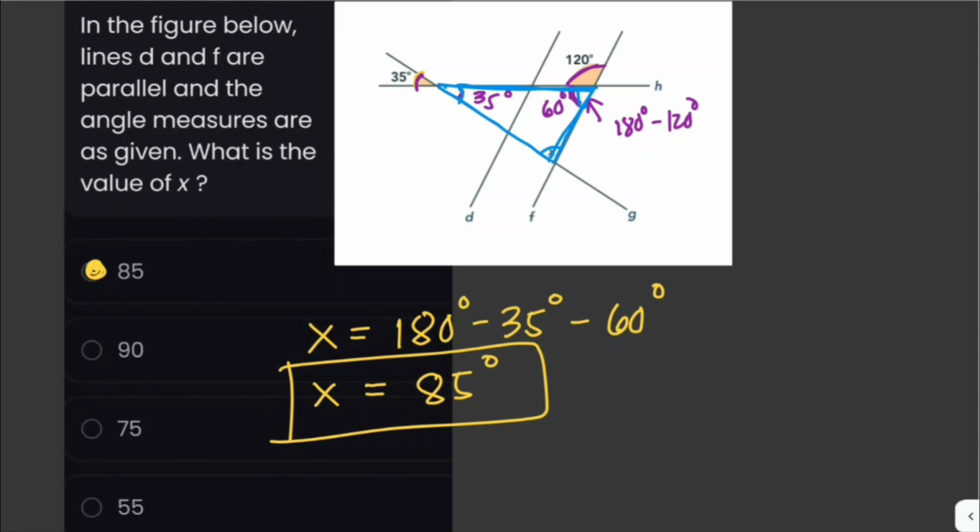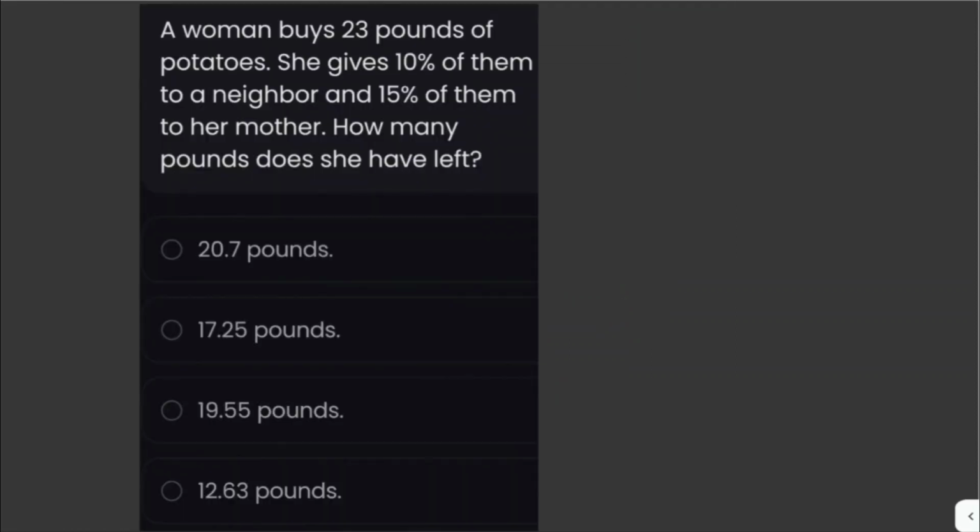Alright, let's solve another one. A woman buys 23 pounds of potatoes. She gives 10% of them to a neighbor and 15% of them to her mother. How many pounds does she have left?